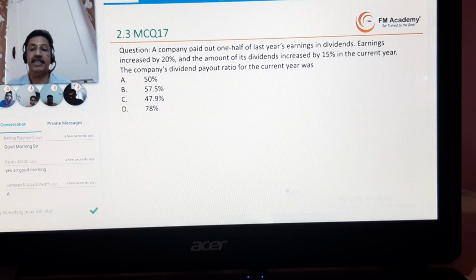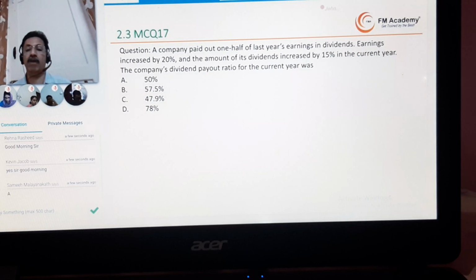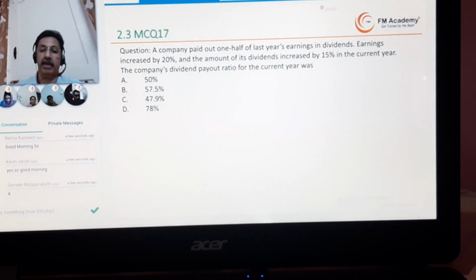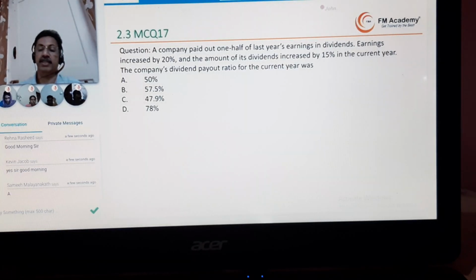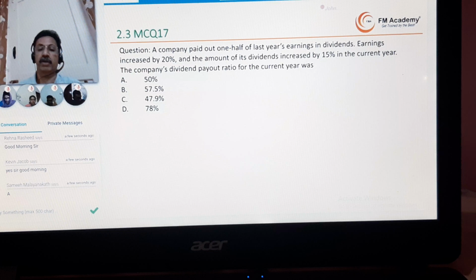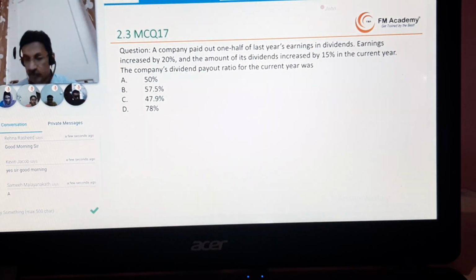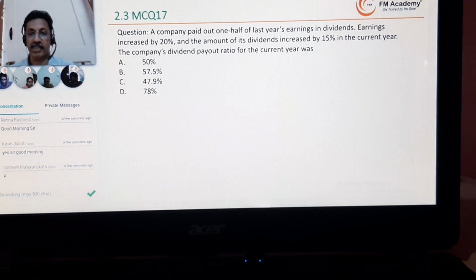Question number 17. Company paid out one half of the last year's earnings in dividend. So 50% is the dividend payout ratio. Earnings increased by 20% and the amount of its dividends increased by 15% in the current year. What is the dividend payout ratio? Think of it and post your answer in the class conversation.